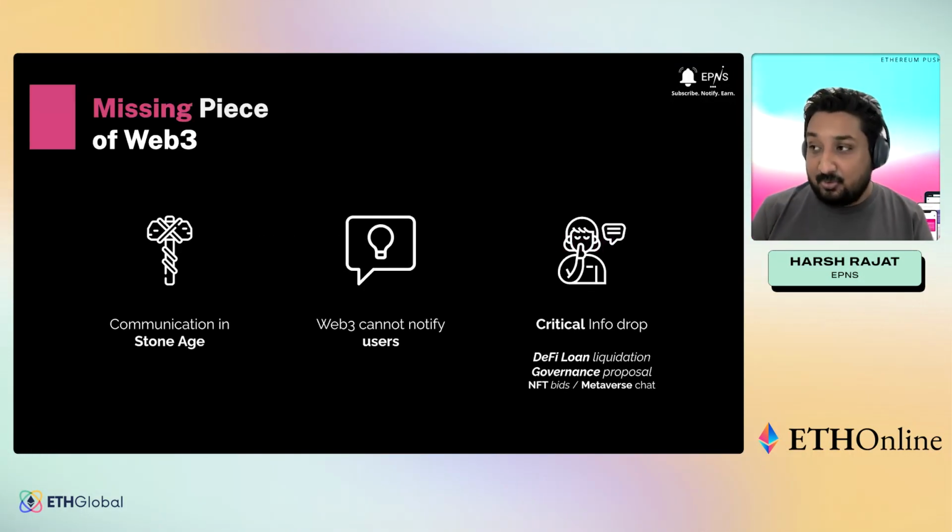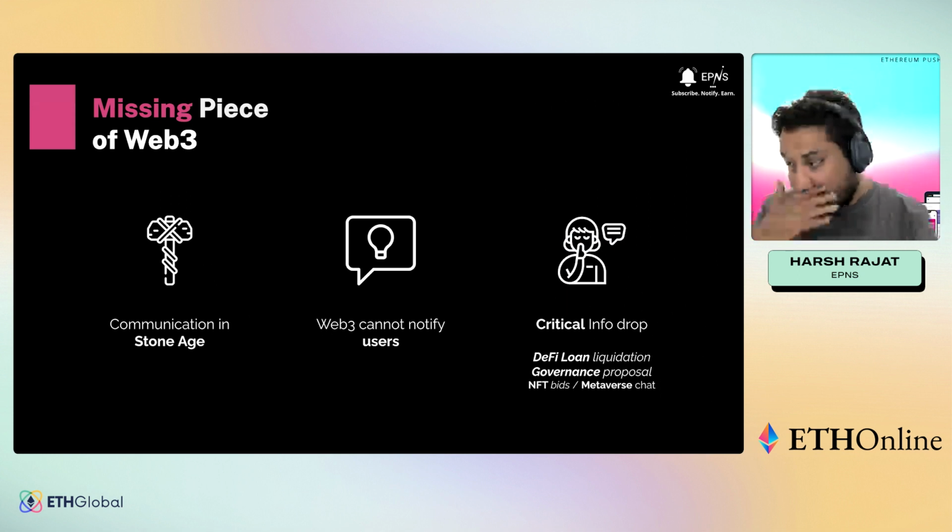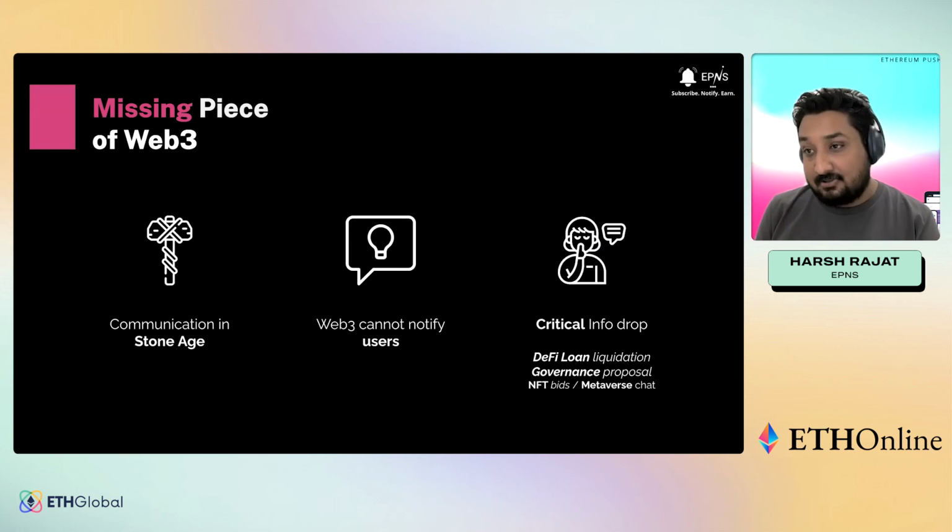But that's just Web2. In Web3, communication is in the Stone Age. Web3 users are actually wallet addresses, and there was no communication primitive that was built for them. And because of that, there was this huge gap of critical info drop that occurred, whether it was loan liquidations, whether it was important governance proposals, whether it was even NFTs getting outbid, or anything else, even something off-chain such as a contract moving from V2 to V3. You don't get to know about it because there was no communication stack that was built for Web3. And that is what we started building back in ETH Global Hackathon 2020.